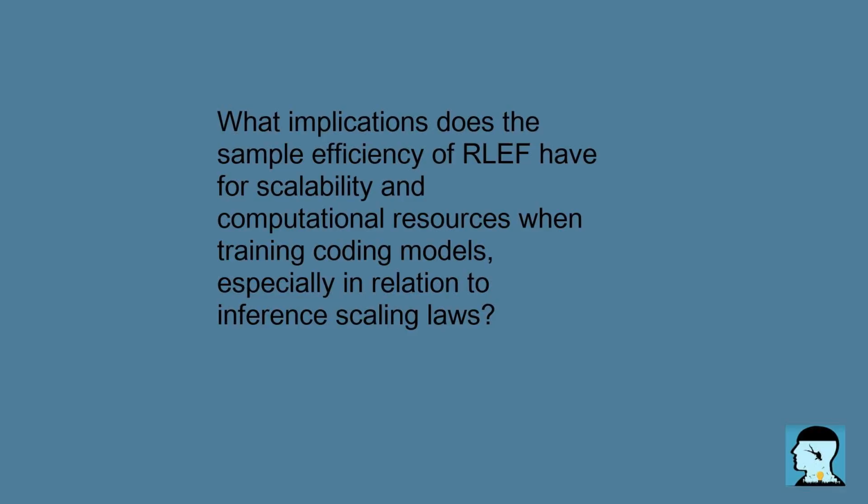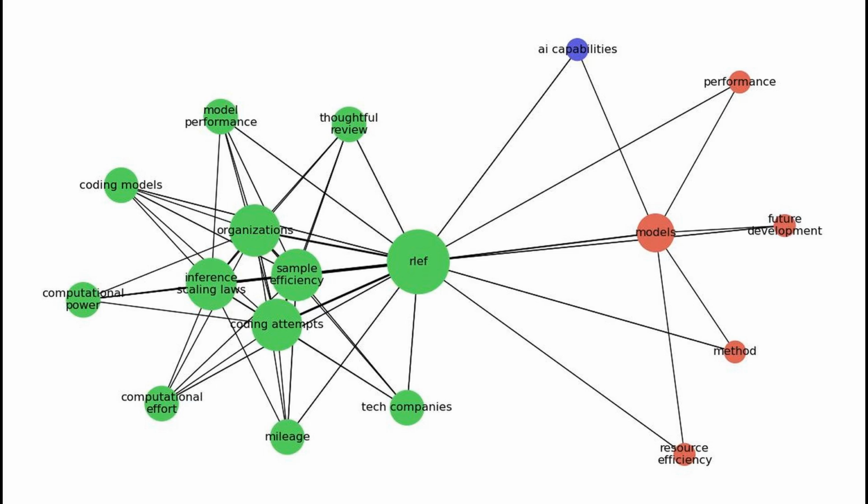What implications does the sample efficiency of RLEF have for scalability and computational resources when training coding models, especially in relation to inference scaling laws? The sample efficiency of RLEF has significant implications for scalability and the use of computational resources when training coding models. Think of sample efficiency like a car that gets great mileage. It can travel further on less fuel.